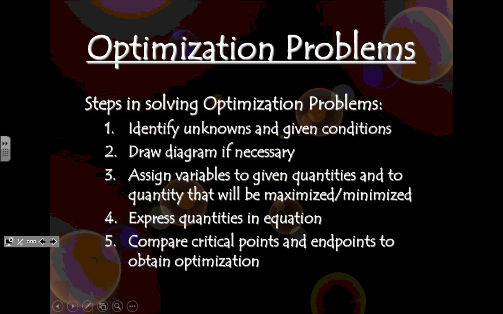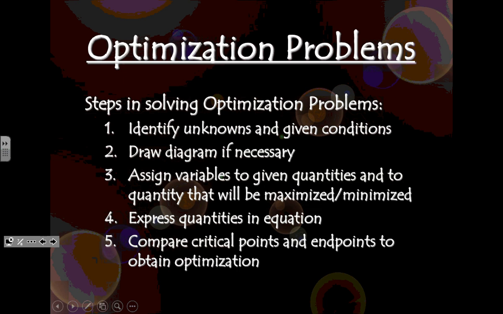So it might be that we need to identify what we don't know and what we're given. Sometimes we might need to draw a picture. Now, if the problem's about maximizing profit, there's not really a picture to draw, right? But if the problem's about maximizing area, then it might help you to draw a picture. It just kind of depends on the context of the problem.